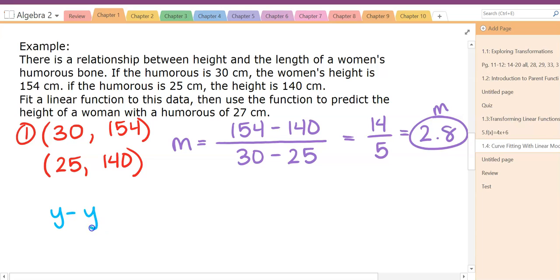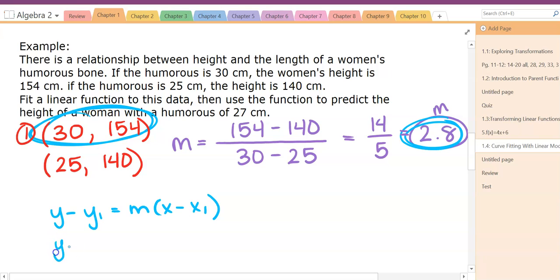y minus y1 equals m times x minus x1. Again, it doesn't matter what point you pick. If you just want to go with the first one, 30, 154, that's fine. Then use your slope 2.8 to plug in the missing information here. So we're going to do y minus the 154 equals 2.8 times x minus 30.